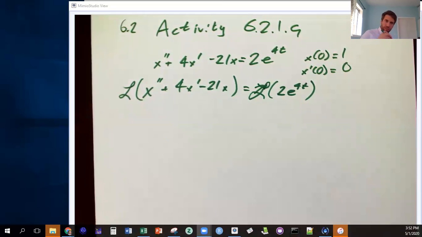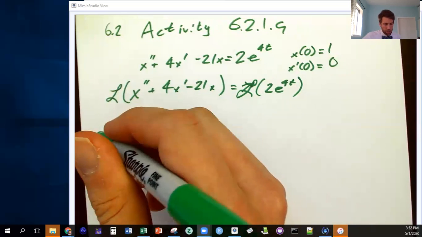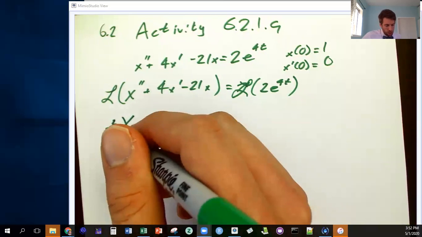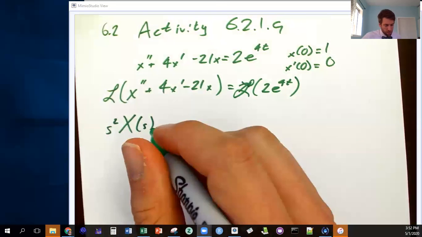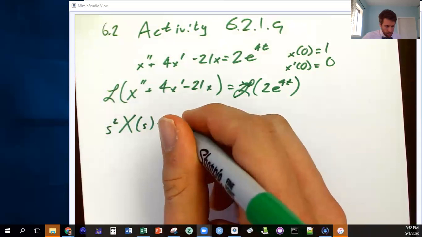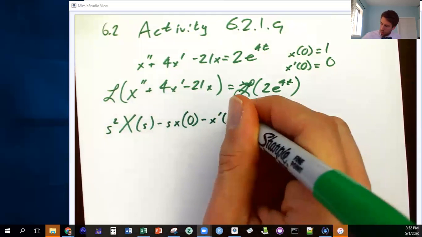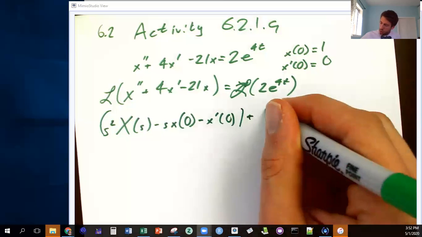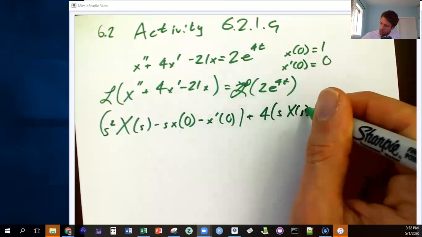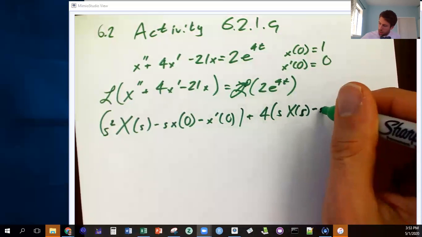Okay, so the way this works is that the Laplace transform of x double prime is going to be s squared times big X of s, which is just the Laplace transform of little x, minus s times x of 0, minus x prime of 0, plus 4 times s times big X of s, minus x of 0.